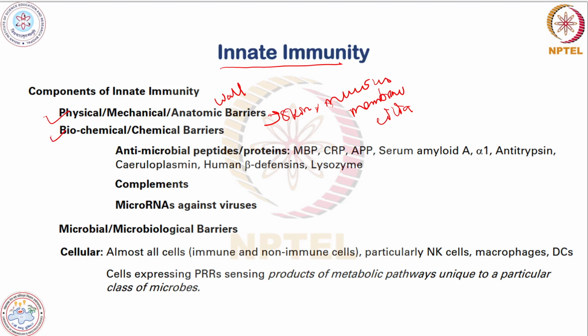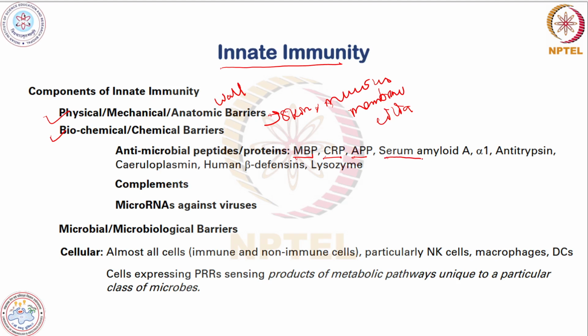And the second barrier is biochemical or chemical barriers. These are the natural molecules in our body that kill or slow down microbes. There are some examples of this. The first one is MBP, that is mannose binding protein. It helps to recognize and destroy the microbes. The second one is CRP, which is C-reactive protein. It signals immune cells to respond to the infection. The third one is APP, that is acute phase proteins. These are the proteins that increase in our body when we encounter an infection.